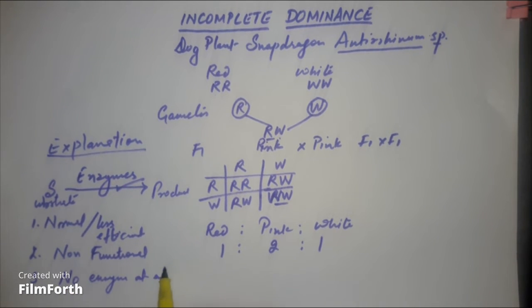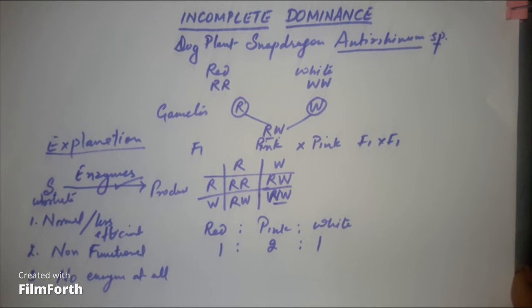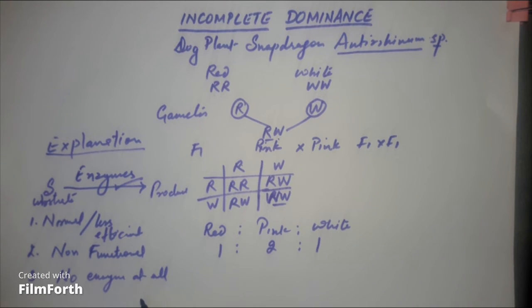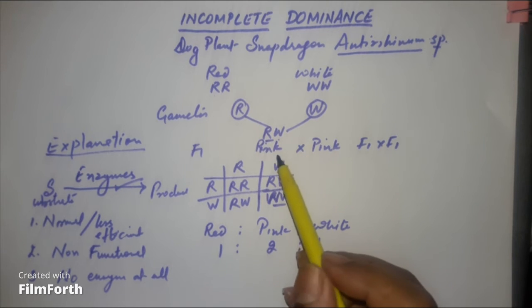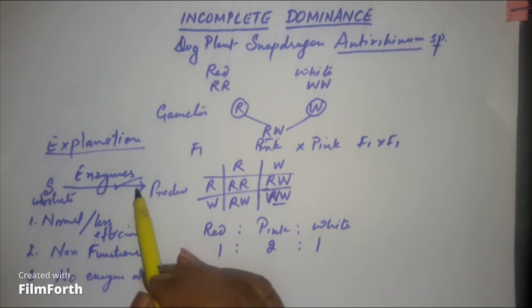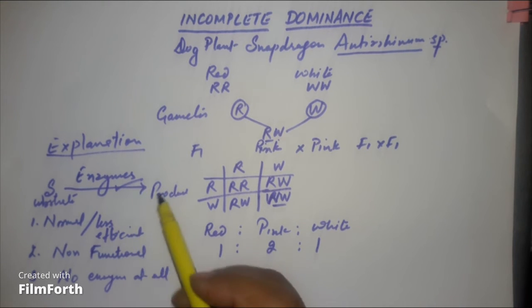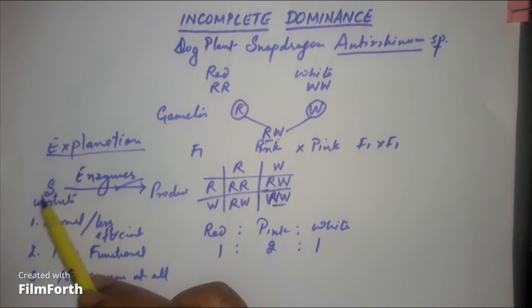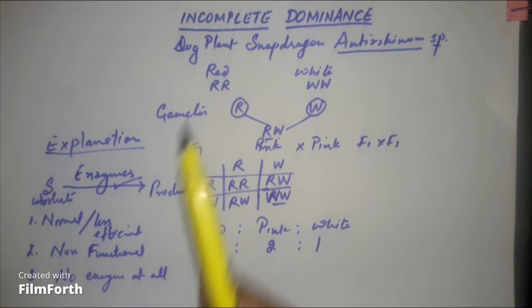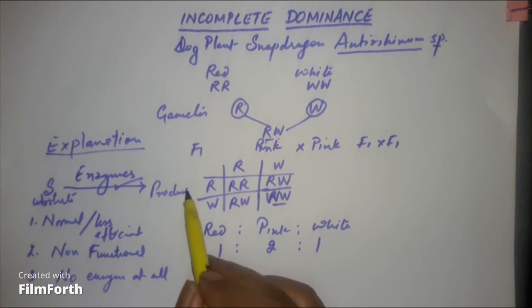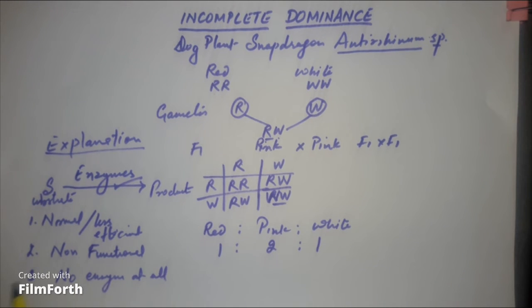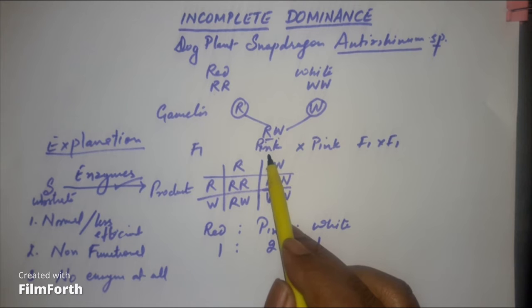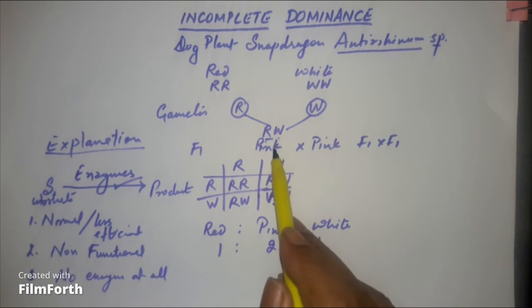So any of these three conditions will result in the formation of no color. Clear? So this is the explanation. Modification of the gene results in hampering of the production of enzymes which are converting a substrate into a product, in this case a pigment. Okay, so the pigment is not being produced, or it is produced in less quantity, so the color is pink. Pink came instead of red.